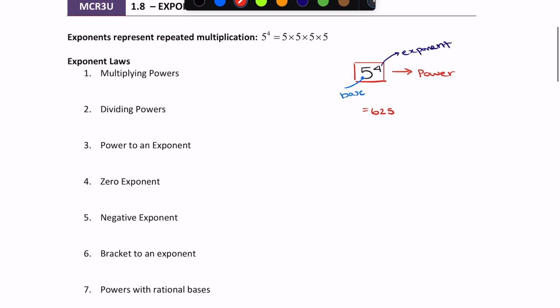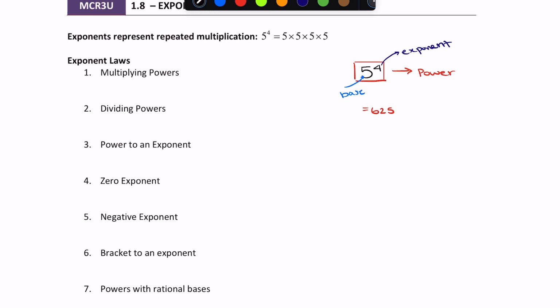So here, when we look at exponent laws, we're going to look at 7 different exponent laws. When we're multiplying powers with the same base, that's important. When we're doing these, they have to be the same base. So for example, we have x to the power of m times x to the power of n. We see that there's the same base, and when we multiply these, we can add the exponents together. So we keep the base and we add the exponents. So here it's x to the power of m plus n.